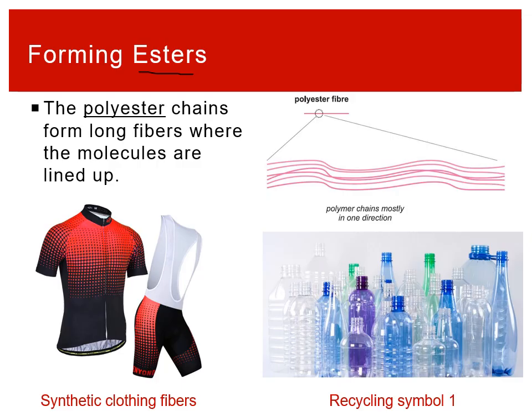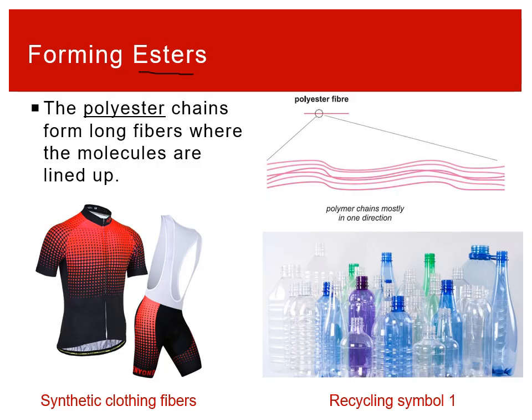Okay, and so you can make these molecules that are long chains. You can spin those into fibers similar to the fibers you would make from, say, cotton, and that's how you make synthetic clothing. So polyester is a really common form of synthetic clothing, where the actual strands, the actual threads that you sew together to make the clothing, are made up of polyester molecules.